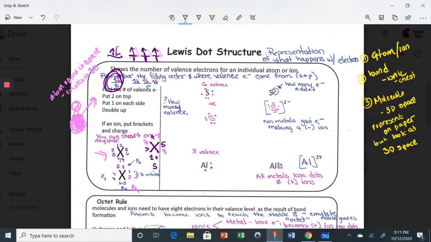So that's why we say you write the symbol, you look at how many valence it has. So remember valence. Group 1 has 1 valence. Group 2 has 2 valence. Group 13 has 3 valence. Group 14 has 4 valence. 15, 5, 16, 6, 17, 7, and 18, 8. Notice these are easy because the group they're in is in the valence.